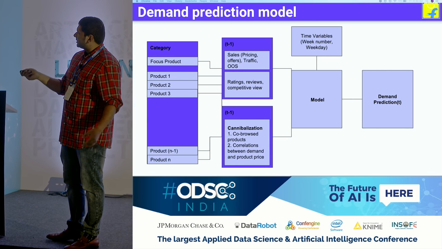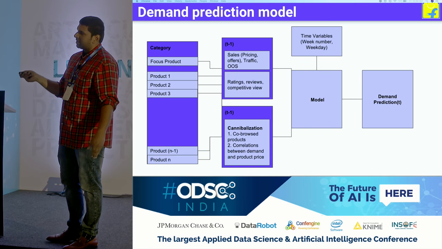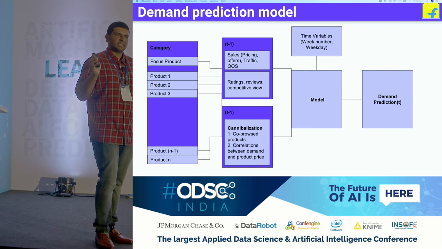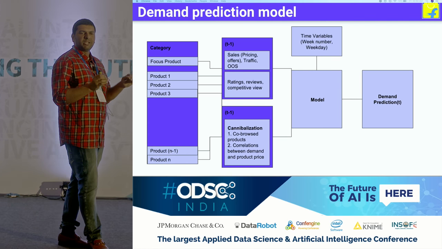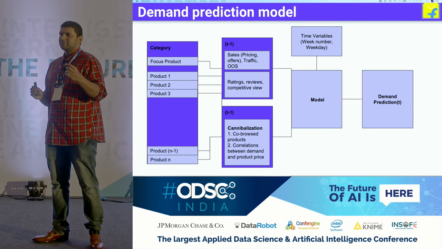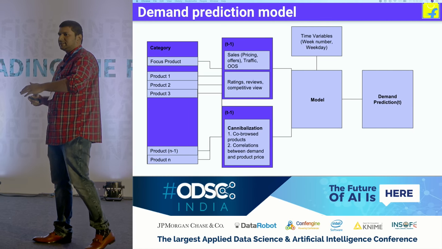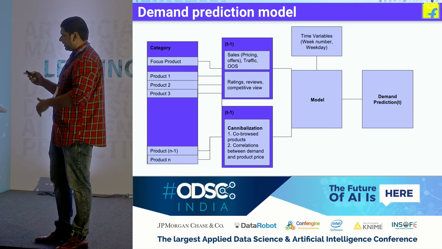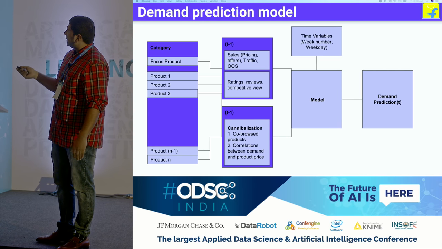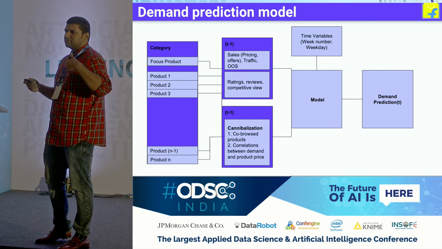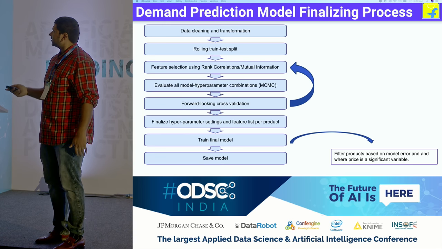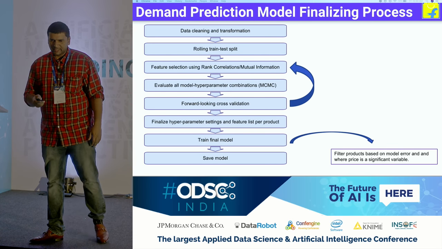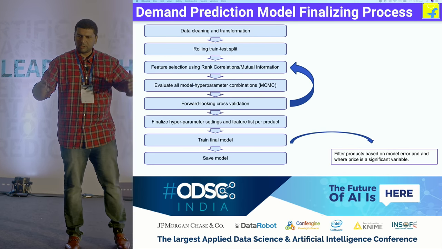Cannibalization based on co-browse, based on correlations between demand and product price. One thing you should remember is that cannibalization is always the demand of something with respect to the price of something else. So it's not demand versus demand, it's demand versus price. Then we model the overall demand over a week and spit it out so that they can do the price optimization. This is the overall process of how we do this.